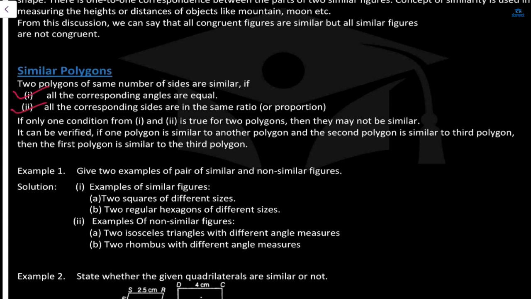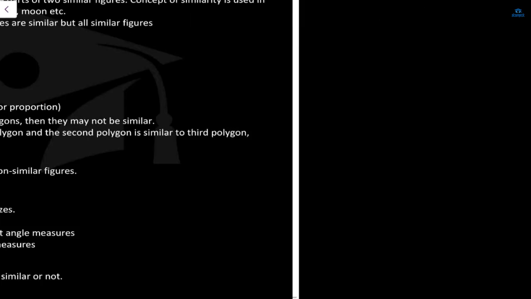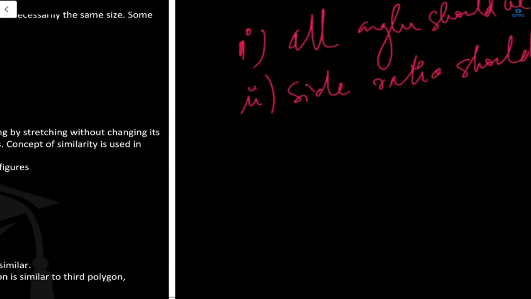Like two squares, two rectangles, two triangles. All the polygons I'm talking about, any polygon, are similar under these two conditions. And how can you represent the similarity? Similarity of triangles is represented by this.